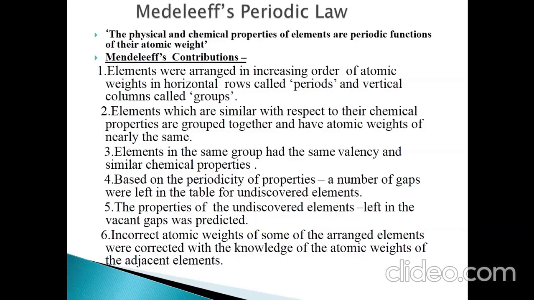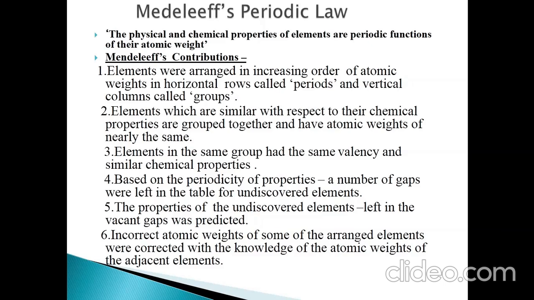Now let us study Mendeleev's periodic law. Mendeleev was the first scientist who tried classifying the elements and thinking about the concept called the periodic table. Mendeleev was the brain behind the periodic table, right? But he had classified all the elements on the basis of atomic weight. There were a few defects in his periodic table.